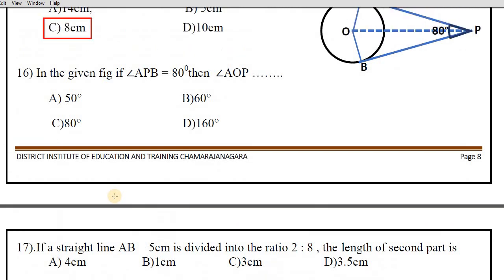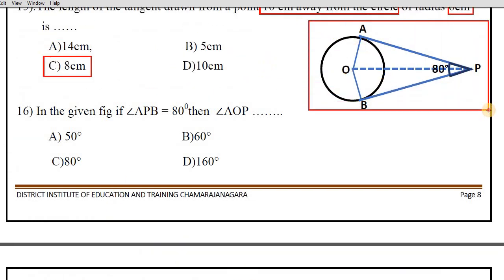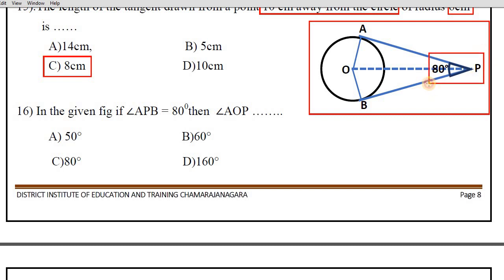Next, question number 16. Yeah, the figure they have given here, children, is related to question number 16. In the given figure, angle APB is 80 degree, means this full angle is 80 degree. They are asking for AOP, only this angle, children. To find AOP, you want to find AOB, this full angle. So, AOB will be how many degrees?